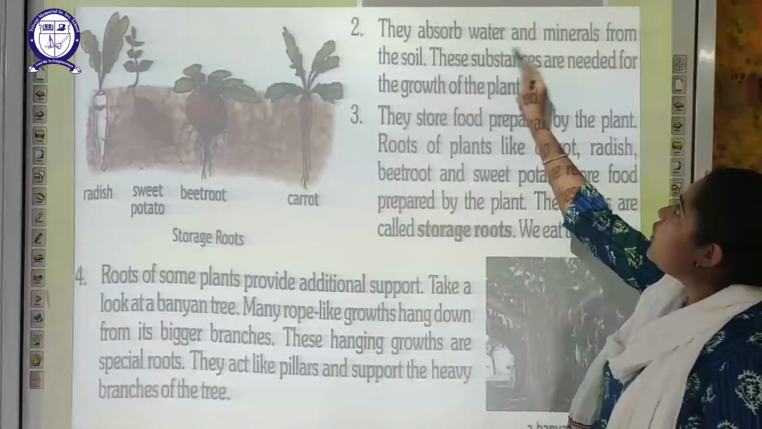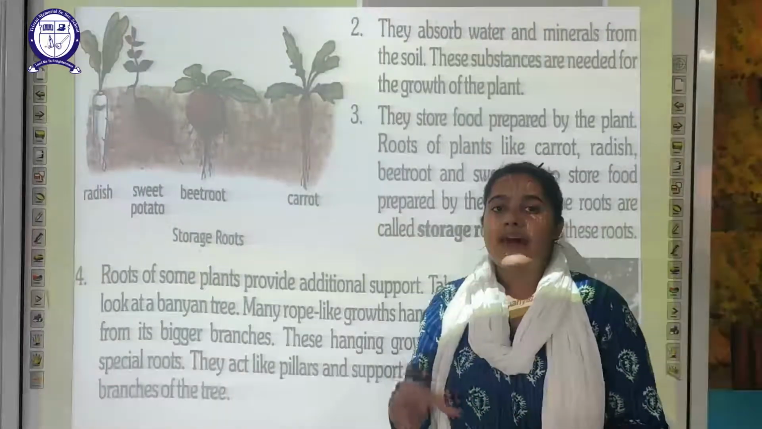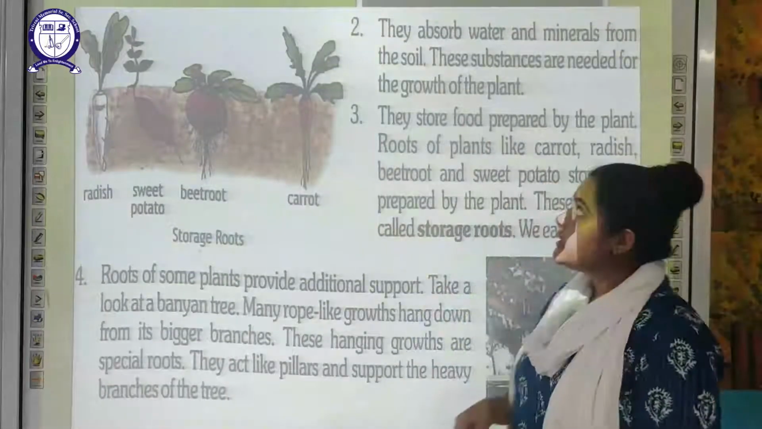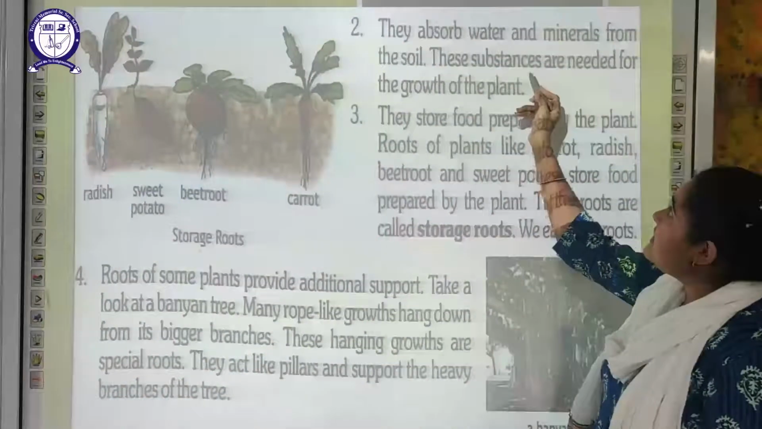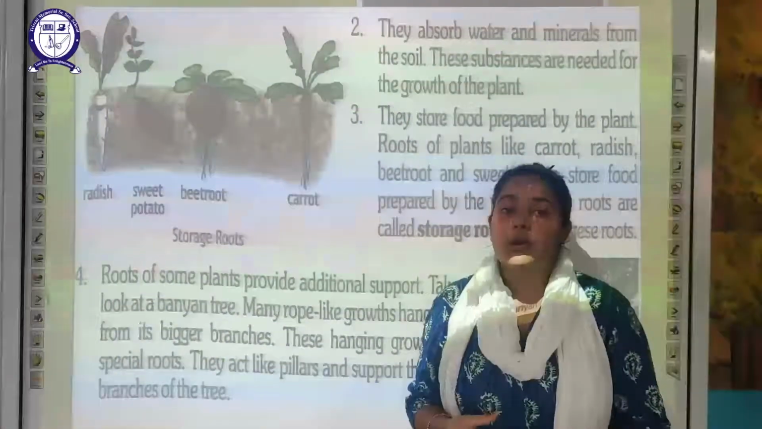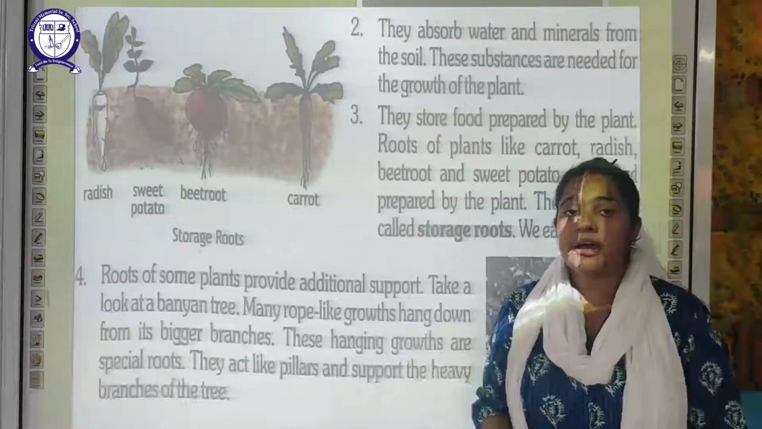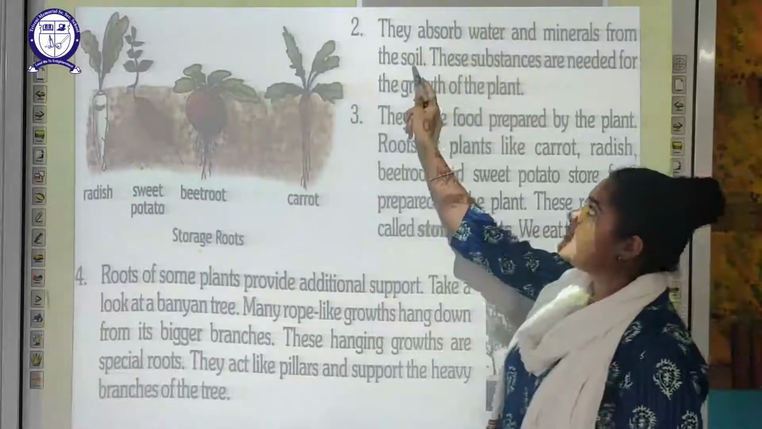Okay, the next function: they absorb water and minerals from the soil. The main important function of the root is that it absorbs water from the soil, and these substances are needed for the growth of the plant. The water is required by the plant for its growth, and that water is absorbed by the roots from the soil.